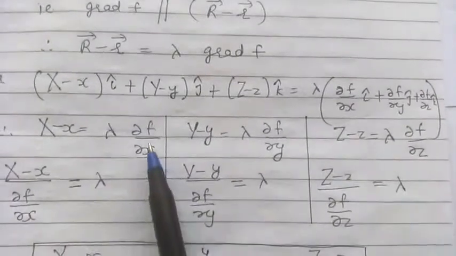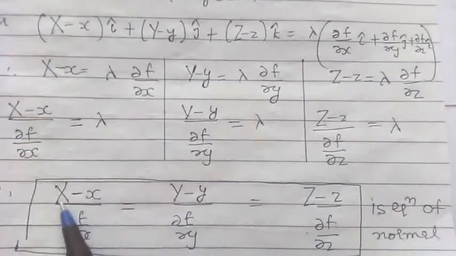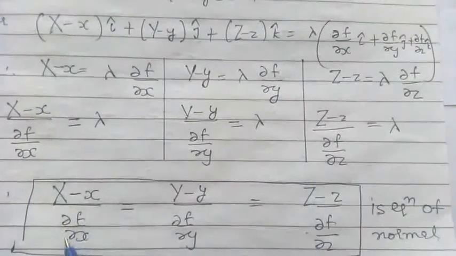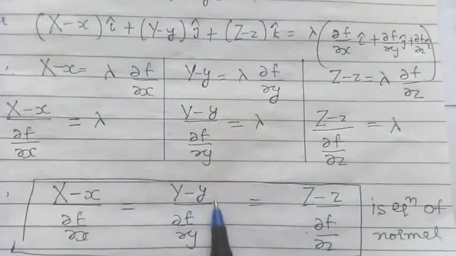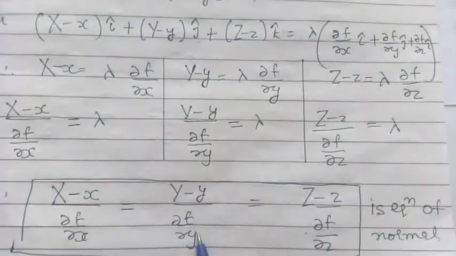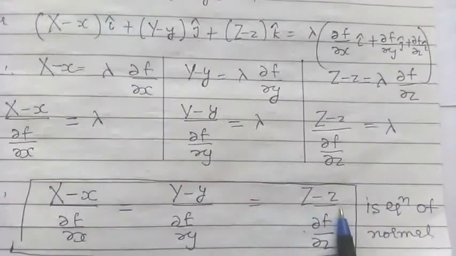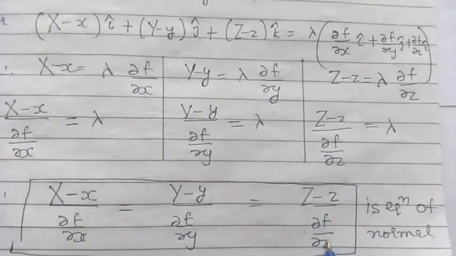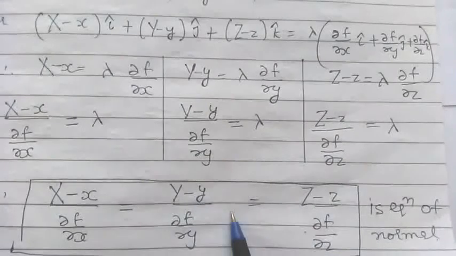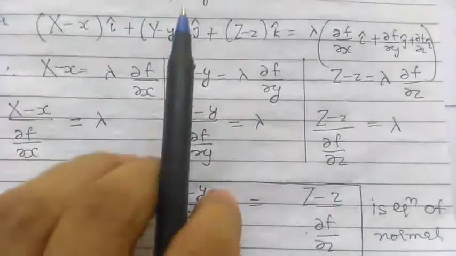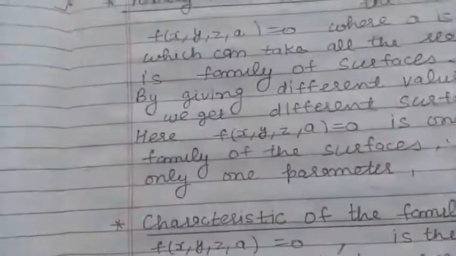So we can write the equation of normal as x minus x1 divided by ∂f/∂x is equal to y minus y1 divided by ∂f/∂y is equal to z minus z1 divided by ∂f/∂z. So this is the equation of the normal at the point P to the given surface.